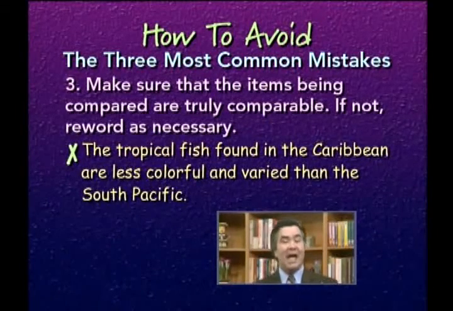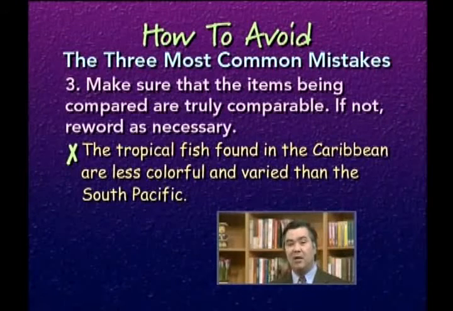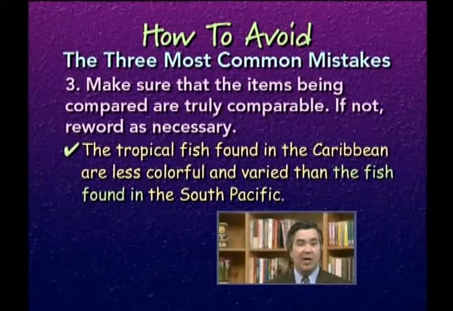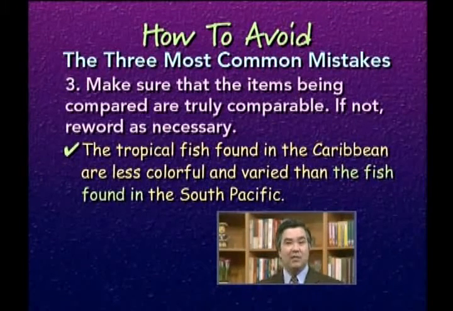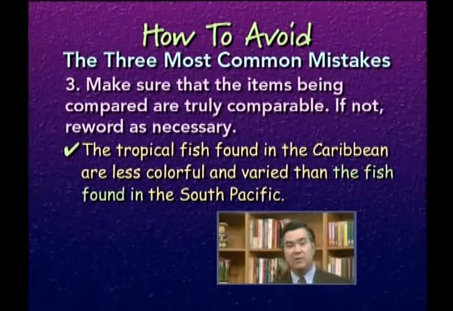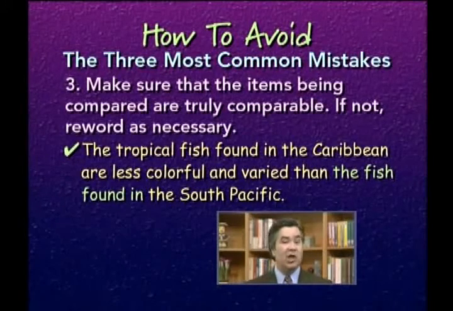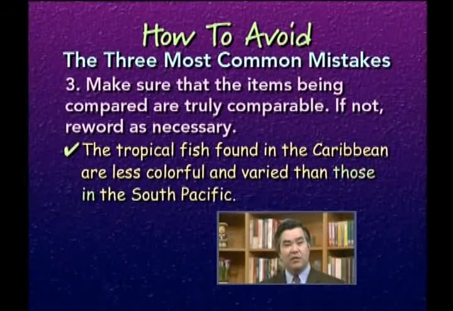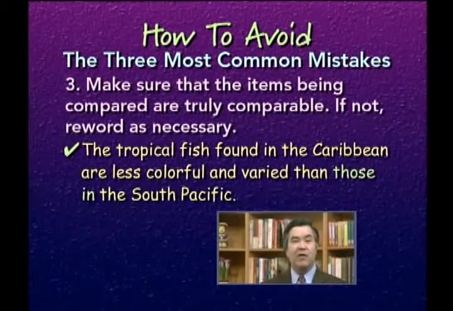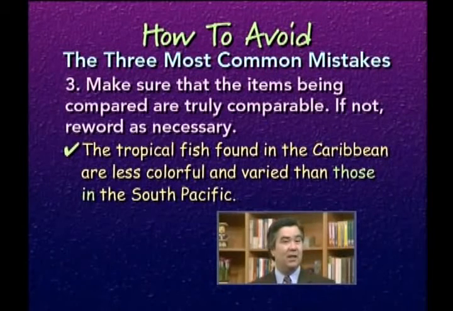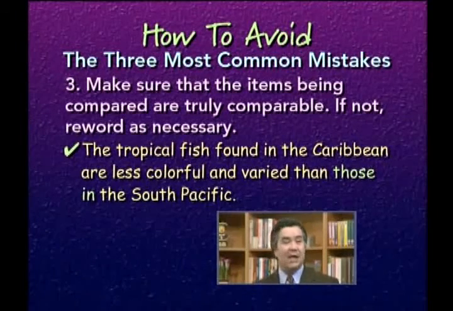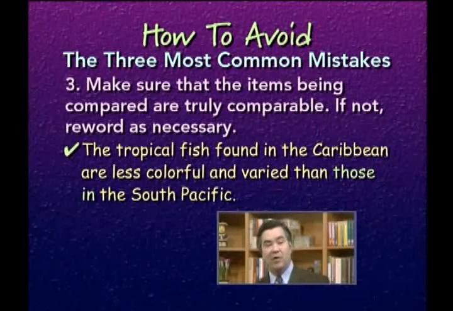One way would simply be to add in the words to make it clear what's being compared. So, for example, the sentence would be correct if it read, the tropical fish found in the Caribbean are less colorful and varied than the fish found in the South Pacific. Now, it's clear that he's comparing two groups of fish. If you don't want to repeat the word fish, you can use a pronoun instead. And the sentence could then read, "The tropical fish found in the Caribbean are less colorful and varied than those in the South Pacific." Now the pronoun those has been used so that the word fish doesn't have to be repeated. And that would also be a perfectly correct way of correcting the error.